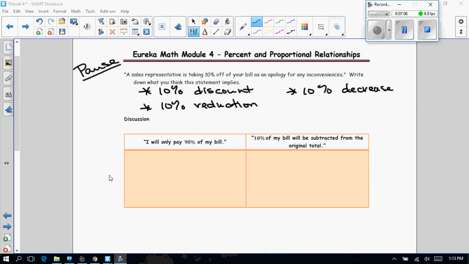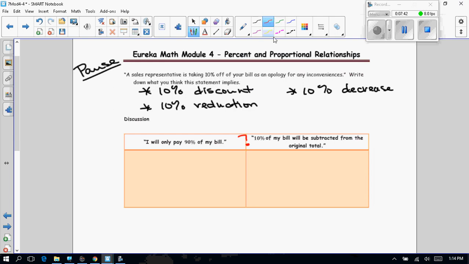So I want to know, based on what we just said, let's take a look at what's going on in this, right? We're getting this 10% off your bill for spilling this hot soup in your lap, and then we apologize. Are those two statements there in those boxes true? Are they equivalent? The first one says, well, that means I'm going to pay 90% of my bill. And then the other person says, well, 10% of my bill will be subtracted from the original total. Are these two the same? I don't know.